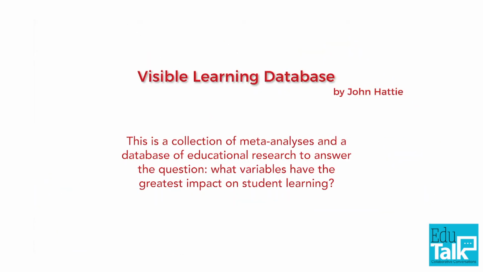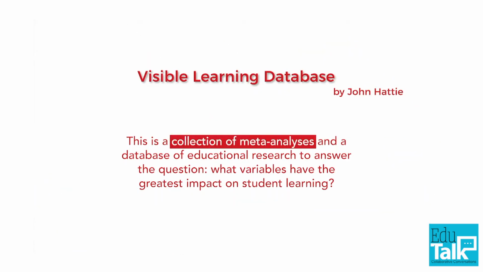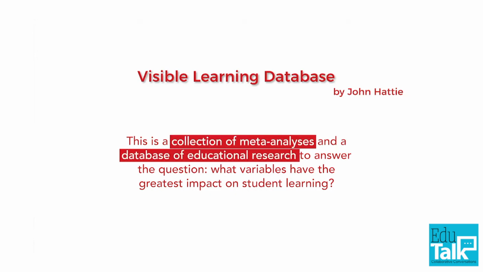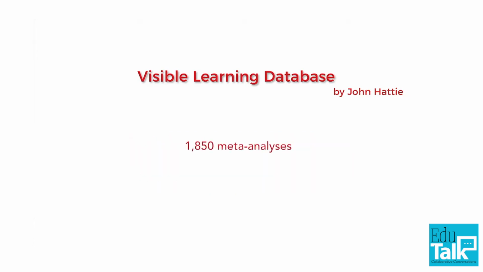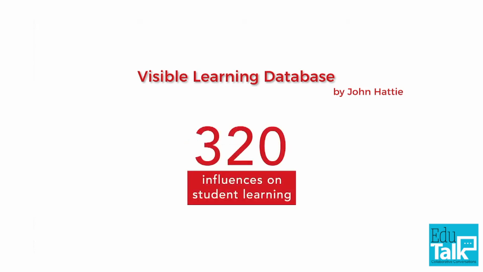This question prompted John Hattie over 25 years ago to dive into educational research and look for the answer, what works best in our schools and classrooms. What resulted was a collection of meta-analyses, a database of educational research that's built from over 1,800 meta-analyses, over 100,000 studies, including over 300 million students, that generated a list of 320 influences on student learning.